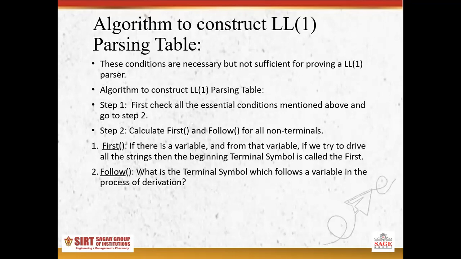How can we calculate first and follow? If we are calculating first, and from a variable we try to derive all the strings, then the beginning terminal symbol is called the first. We can see in an example. Second, follow. There are 3 conditions for finding the follow. We can see them in a given example so that it is much easier for you to get first and follow.